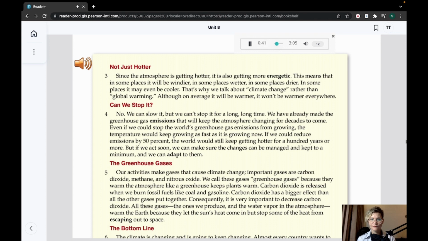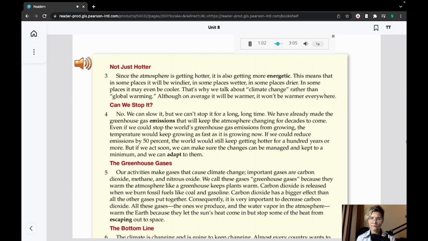Can we stop it? No. We can slow it, but we can't stop it for a long, long time. We have already made the greenhouse gas emissions that will keep the atmosphere changing for decades to come.